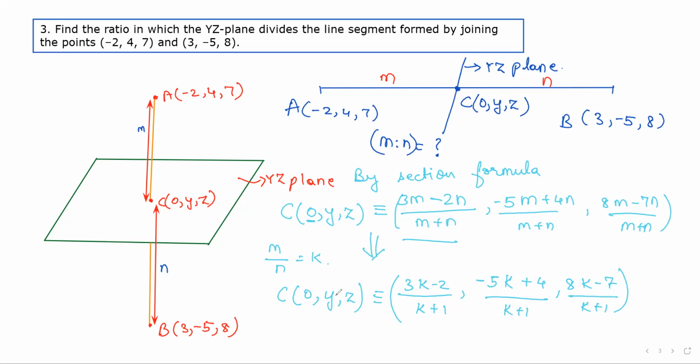Now you have 3 equations, 3 unknown variables, K, equating 0 with this first value. So 0 will be equal to 3K minus 2 upon K plus 1. K plus 1 into 0 would be 0. So 3K is equal to 2, or K is equal to 2 upon 3, which is equal to M upon N. This is your required ratio.